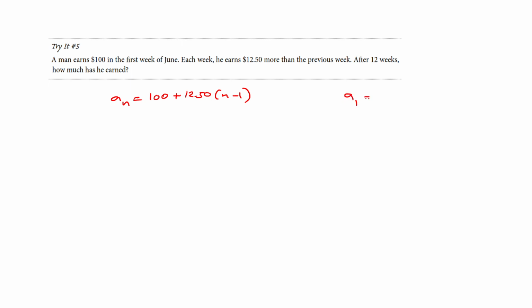We need A1, which is obviously 100. When he first starts, it's just 100. You could put this here. We're just going to start with that iteration. Now we need A12. We need what's going to happen after 12 weeks.